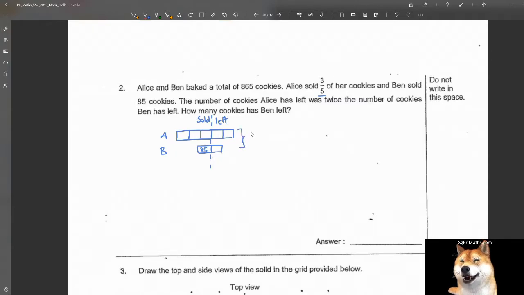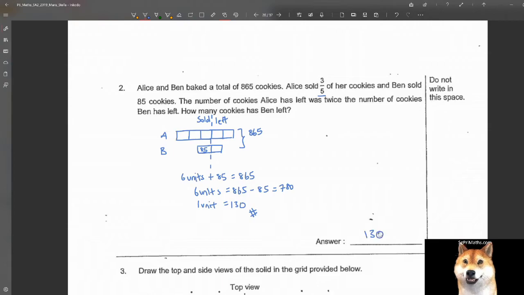So there's a total of 865 cookies. 1, 2, 3, 4, 5, 6 units. So 6 units plus this 85 will give you 865. 6 units equals 865 minus 85. This will give you 780. 1 unit will be equal to 130. This will be how much Ben has left. 130. That's the answer.